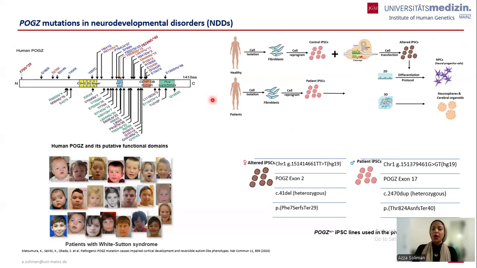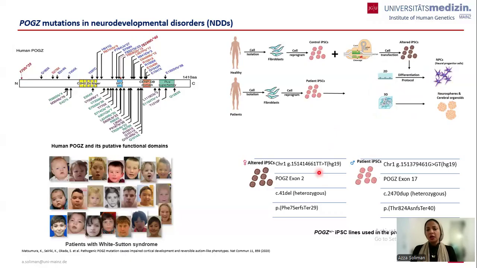On the other hand, we could also have a patient who already has White-Sutton syndrome and has a mutation in POGZ, and then we isolate fibroblasts and reprogram those fibroblasts into patient iPSCs. Then, with either the patient iPSCs or the altered iPSCs, we differentiate them into neuronal cells, in our case neural progenitor cells, NPCs. We could then go into 2D culture to answer some questions, or into more 3D models that mimic the physiological environment better, which in my case are neurospheres and cerebral organoids.